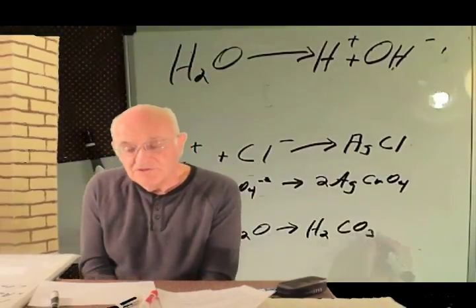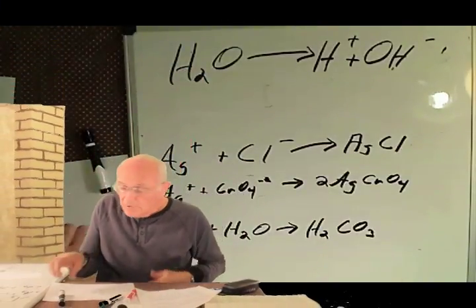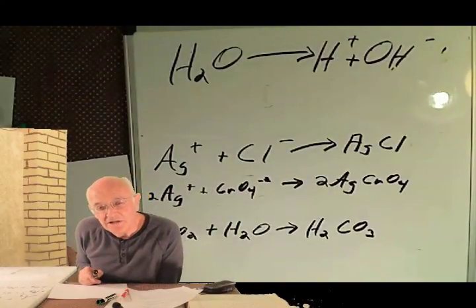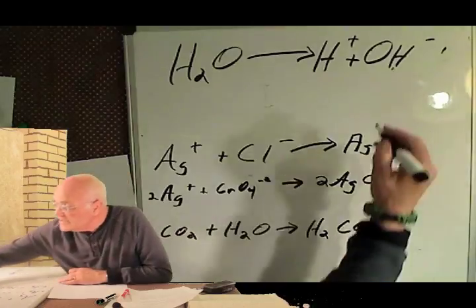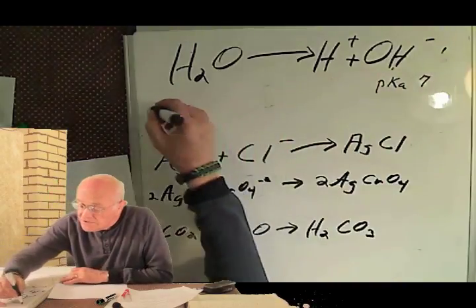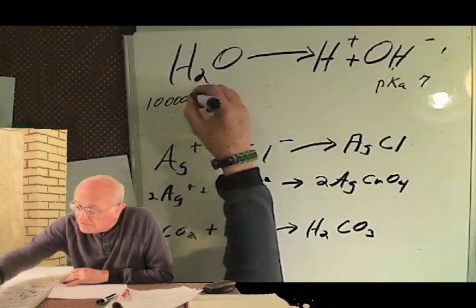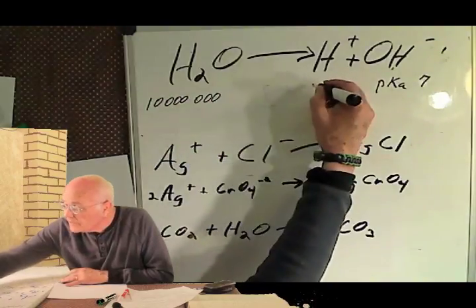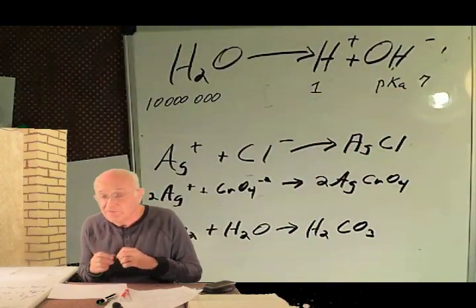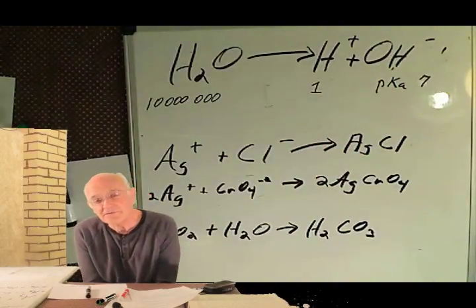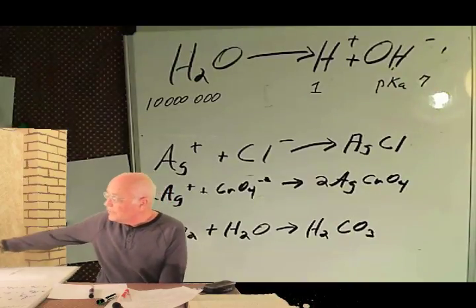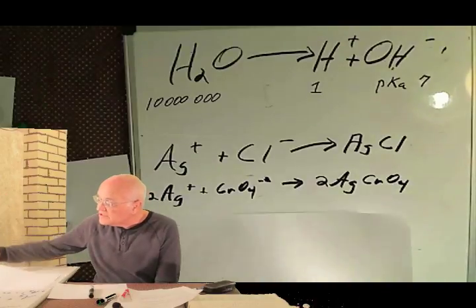Let's be chemistry students and look at some chemical reactions. Water dissociates into the hydrogen ion and the hydroxyl ion. It has a pKa of 7, which means that there's 10 million waters for every hydrogen ion. So free radicals, well, is the hydrogen ion a free radical? No, actually it's not. This is a reaction that I'm particularly sensitive about.